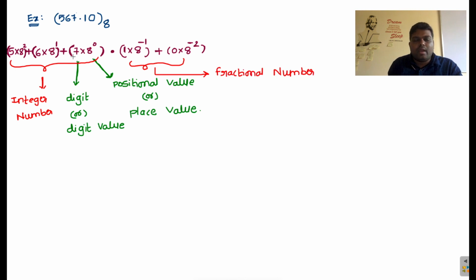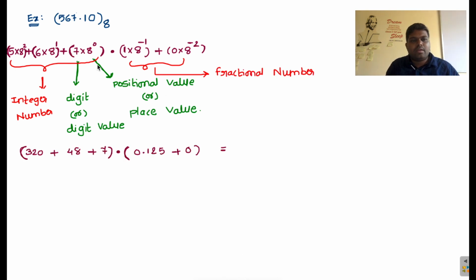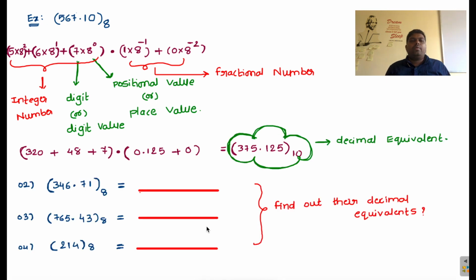Now you can add all the things. If you calculate the integer and fractional portions, you get the total, which equals 375.125 base 10. So this is your decimal equivalent. These are the three assignment problems. Just find out their decimal equivalents.